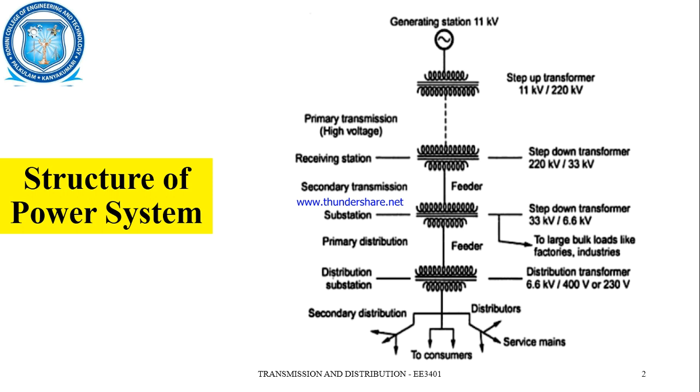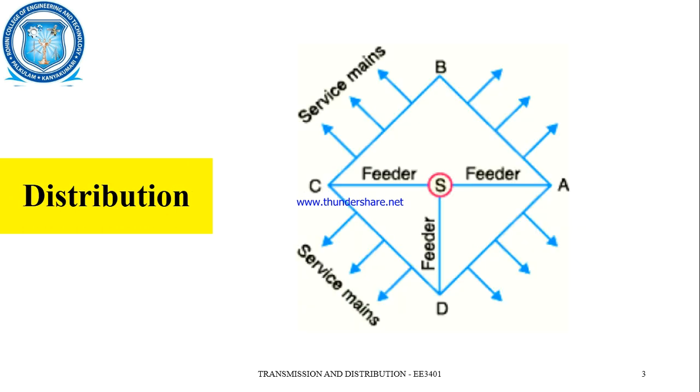So in the secondary distribution side, we have service mains which are being tapped. This is a short form of the distribution, where from the distribution substations we have feeders which are not being tapped, and the service mains being tapped.